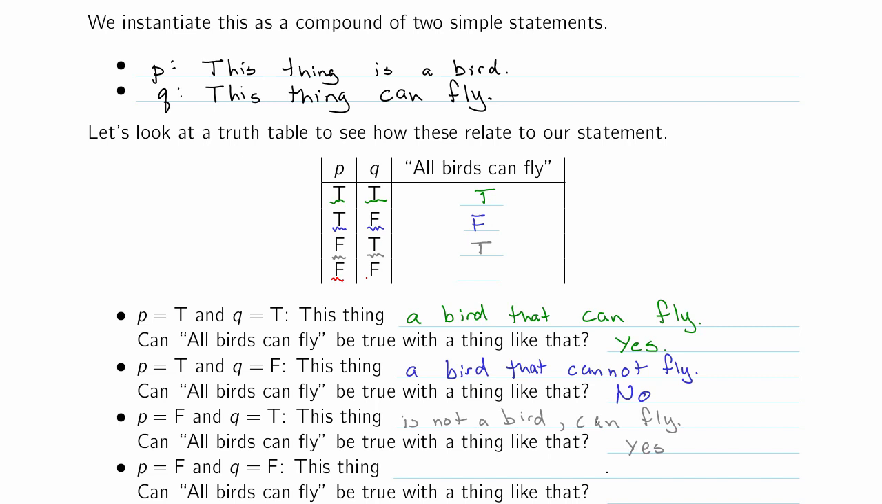P is false and Q is false. Well, that means the thing I'm looking at isn't a bird, and it can't fly. Again, that doesn't tell us anything about whether or not all birds can fly. That's no problem. So the column we get for all birds can fly, when we instantiate it, apply it to a specific thing, is true, false, true, true.